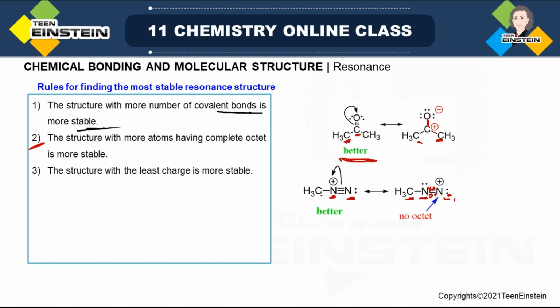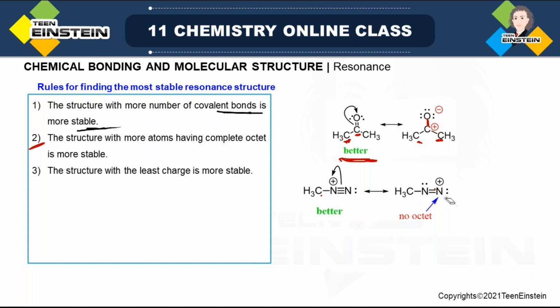Now the first 2 points are most important. Whenever you get different resonance structures and you have to check which one has maximum stability, give importance to the first 2 rules. Come to the third rule, the structure with least charge is more stable. Now to give an example, just take the first example, because the second example you cannot consider. In the second example, in both structures you have some positive charge.